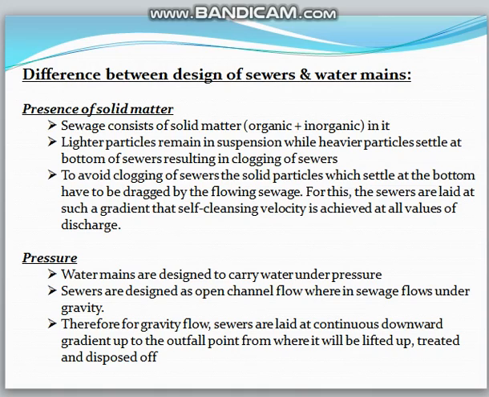Lighter particles remain in suspension while heavier particles settle at the bottom of sewers, resulting in clogging of sewers. At low velocities generally this will happen. To avoid clogging of sewers, the solid particles which settle at the bottom have to be dragged by the flowing sewage. For this, the sewers are laid at such a gradient that self-cleaning velocity is achieved at all values of discharge. The smooth interior surface of a sewer pipe gets scoured due to continuous rubbing caused by the suspended solids present in sewage. It is therefore necessary to limit the maximum velocity in the sewer pipe.